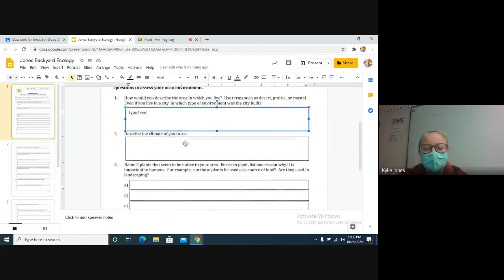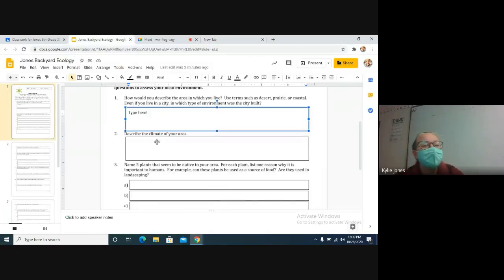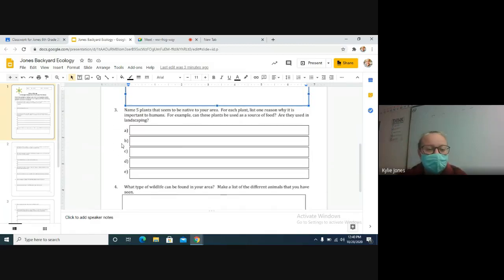Number two, what is the climate in your area? And you guys have your computers. You are more than able to Google the word climate and see what it means. Okay? So describe the climate of the area. Number three, this is 5 points because there's 5 things. Name 5 plants that seem to be native to your area. So that means that they grow here, basically. Plants that grow here. Not weeds. I mean, I guess they're technically plants, but yeah.